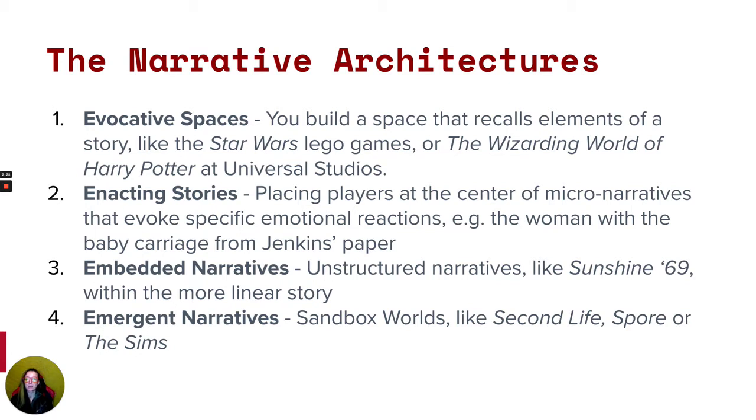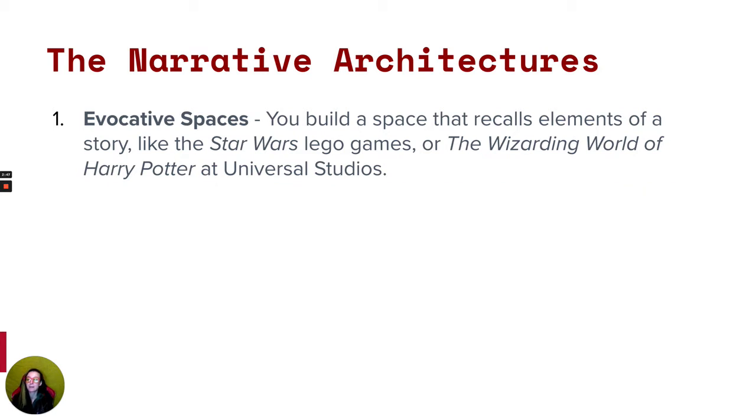And so when we talk about storytelling, instead of thinking about someone who just decides the linear plot of a story and then gives it to the world, we should think about how storytellers can create four different types of architectures. And these are the architectures: evocative spaces, enacting stories, embedded narratives, and emergent narratives. So I just want to give you an example of each one to help make it a little more clear. Even though the reading's full of examples, it might be helpful to see some examples that aren't in there.